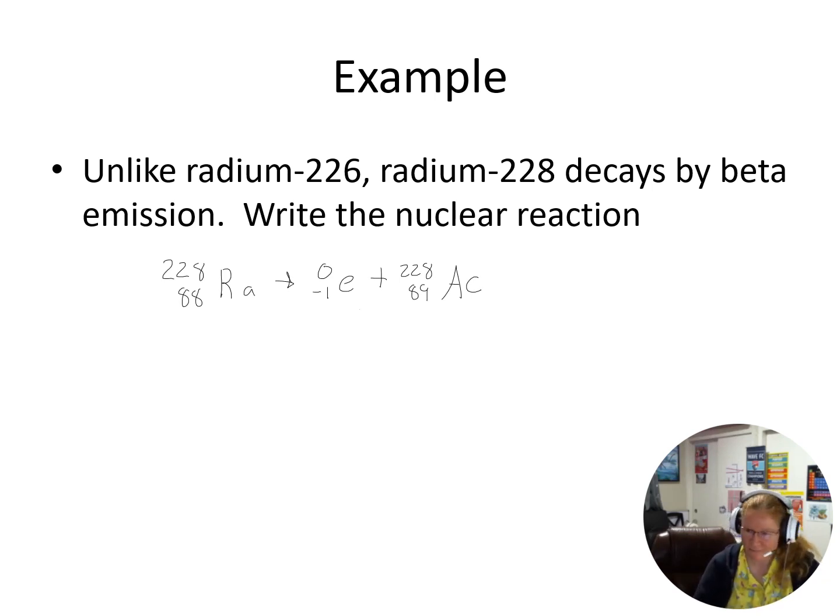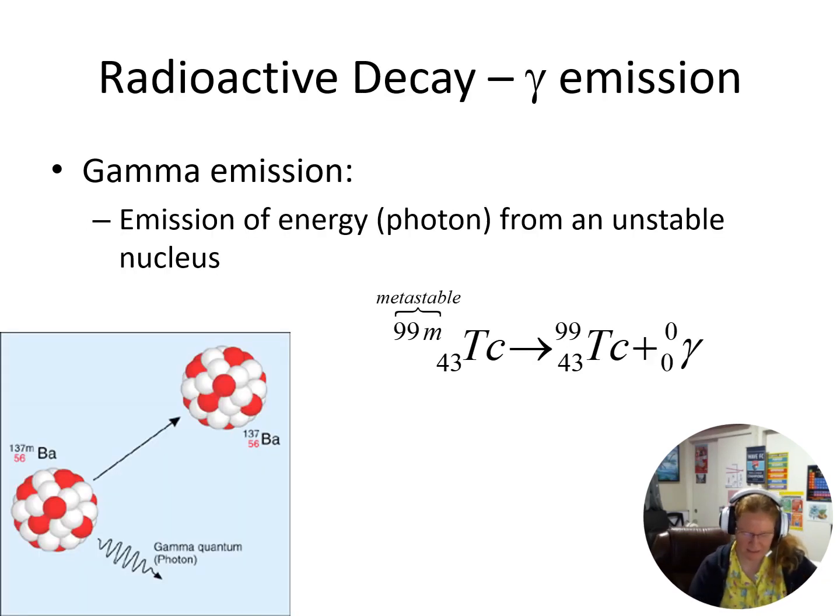Okay, and then our gamma emission. So we get energy. So something is unstable. It'll put an M sometimes next to it to stand for metastable. Sometimes there will be brackets around it. There's a few different ways of writing it. But here I've got some technetium-99. Well, it needs to get rid of that excess energy. So we still have technetium-99, and it just emits that gamma radiation there.